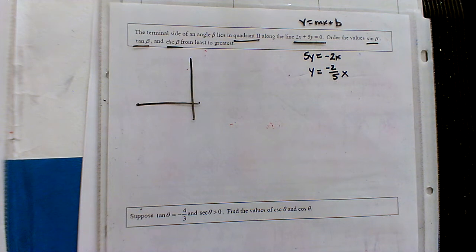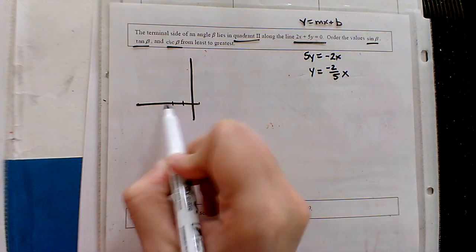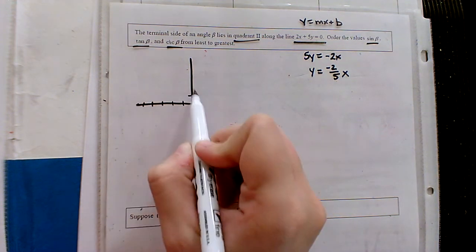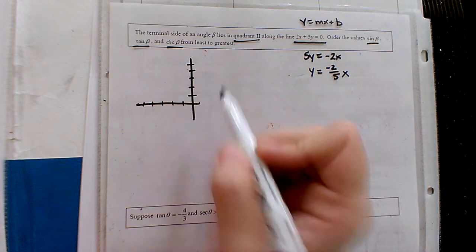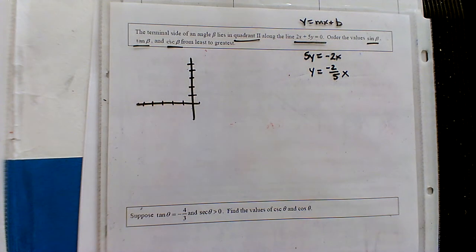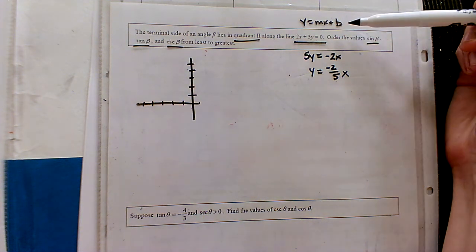Now if we're actually going to graph this line, throwing in some tick marks might be useful. What's the y-intercept of our line? What's that b value on the end?